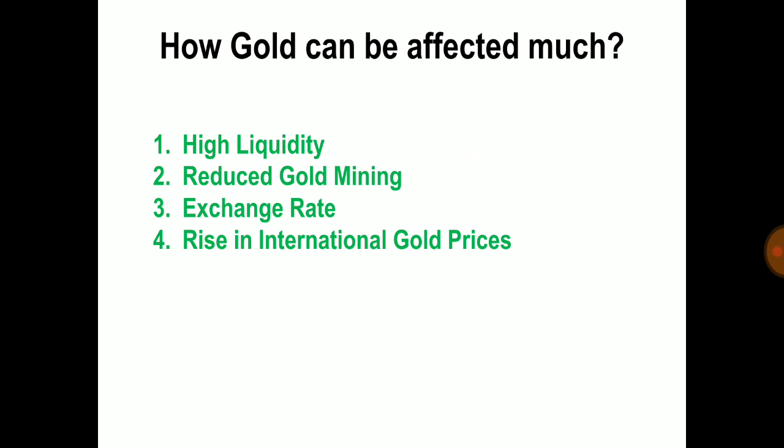How can gold be affected so much? First point, high liquidity. Gold is considered to be liquid due to its property of being easily converted into cash. There are a large number of the investors who buy and sell the gold around the world. It is treated by some as a commodity, but it actually behaves more like a currency or hedge against inflation.